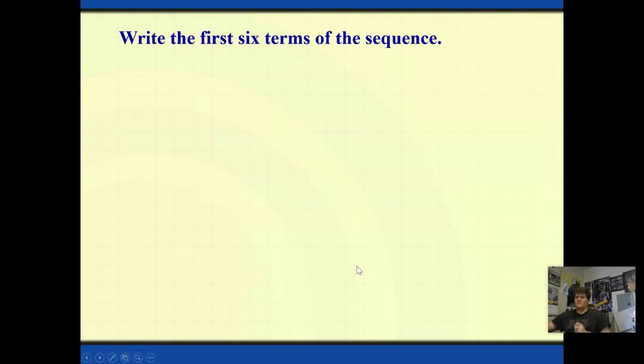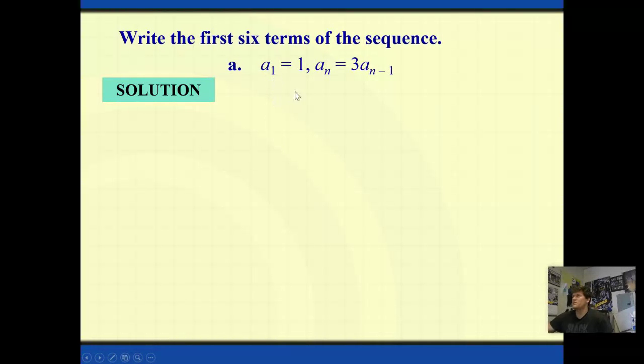Let's do another one. Write the first 6 terms of this sequence. You have A1 is equal to 1, An is equal to 3 times An minus 1. They're giving you the recursive rule. They want you to find the first 6 terms of this sequence. Remember, recursive gives you a starting point and gives you how to get to the next step.